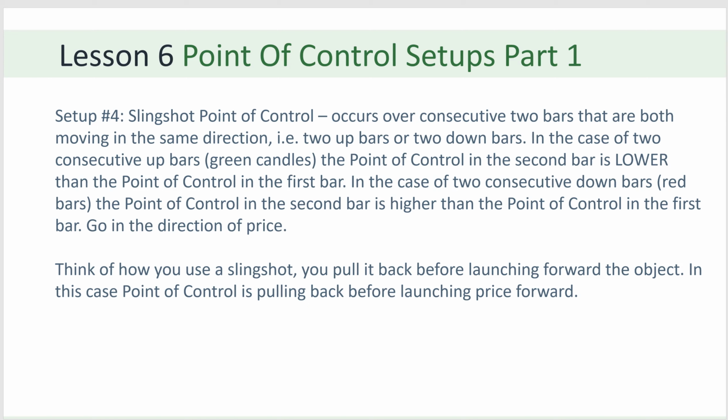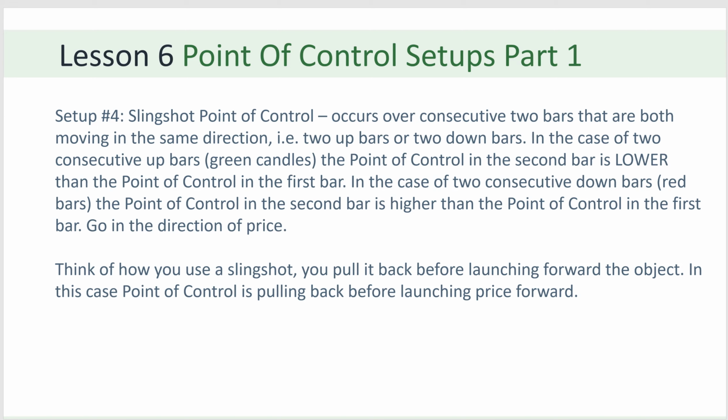And in the case of 2 consecutive up bars, 2 green candles, the point of control in the second bar is lower than the point of control in the first bar. So think about that. Okay, so you got 2 bars going up, 2 green candles. Point of control in the second bar is below the point of control of the first bar.